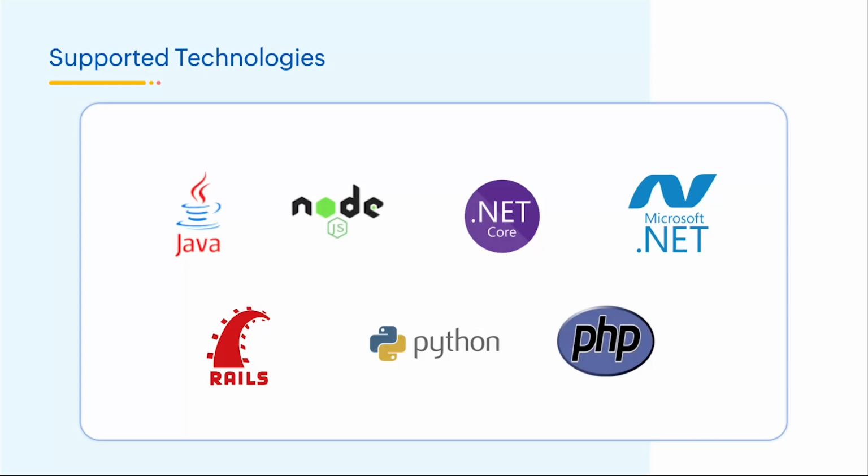So these are the supported technologies for APM Insight. It supports a wide range of technologies, including Java, Node.js, .NET Core, .NET, Ruby on Rails, Python, and PHP. So these integrations allow you to monitor diverse application environments with consistent visibility.